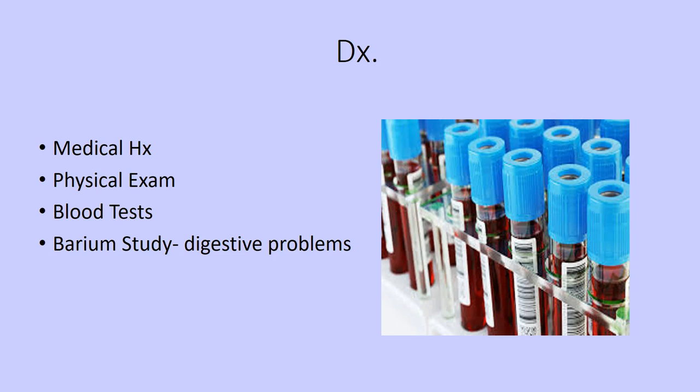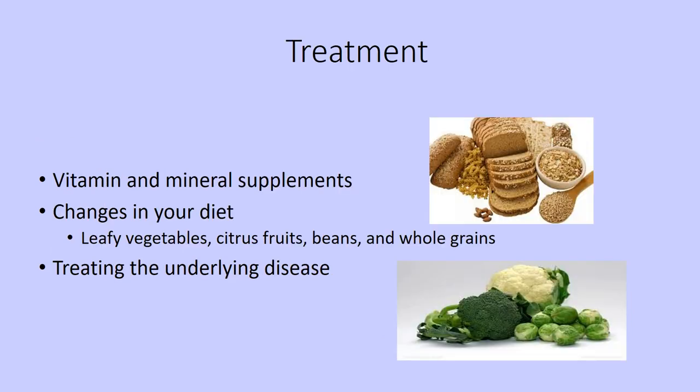Your physician will probably order blood tests to determine what the folate level is and if there's anything else going on. And then they might also do a barium study, which is going to determine if there are digestive problems. Again, you can consume as much as you want, but if you're not processing it, then it's not really going anywhere. So for treatment, it's going to be vitamin and mineral supplements. You can change your diet, which is leafy vegetables, citrus fruits, beans, and whole grains. And you can also treat the underlying disease.